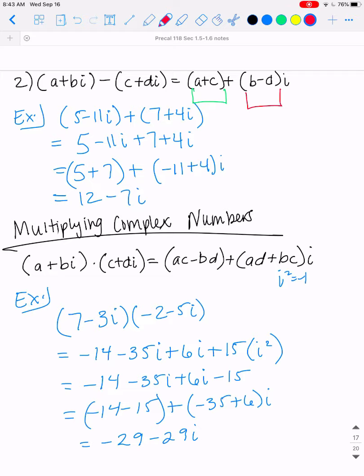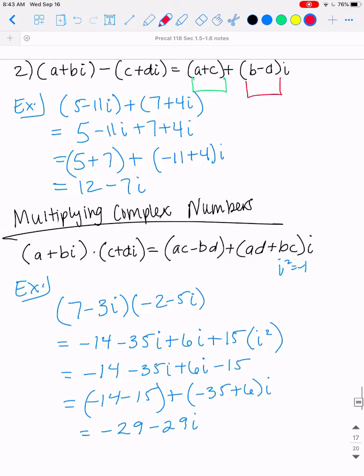For example, we have 5 minus 11i plus 7 plus 4i. We're going to drop the parentheses first, and then group the real parts, which is 5 plus 7, and the imaginary parts, which is -11i plus 4i. So we get 12 minus 7i.